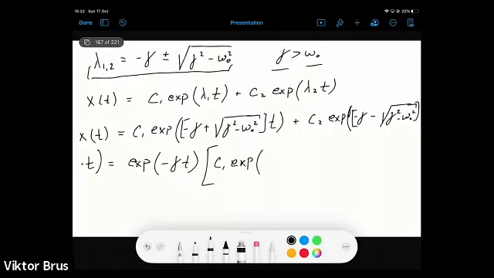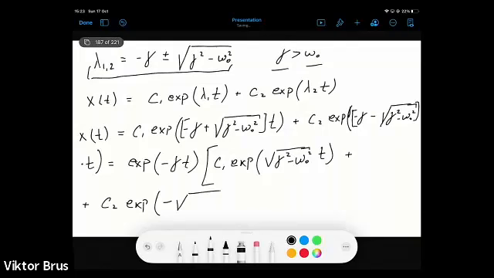exponent square root of gamma square minus omega naught square times t plus c2 exponent minus square root gamma square minus omega naught square times t, and close our square bracket. So this will be the form for the solution.